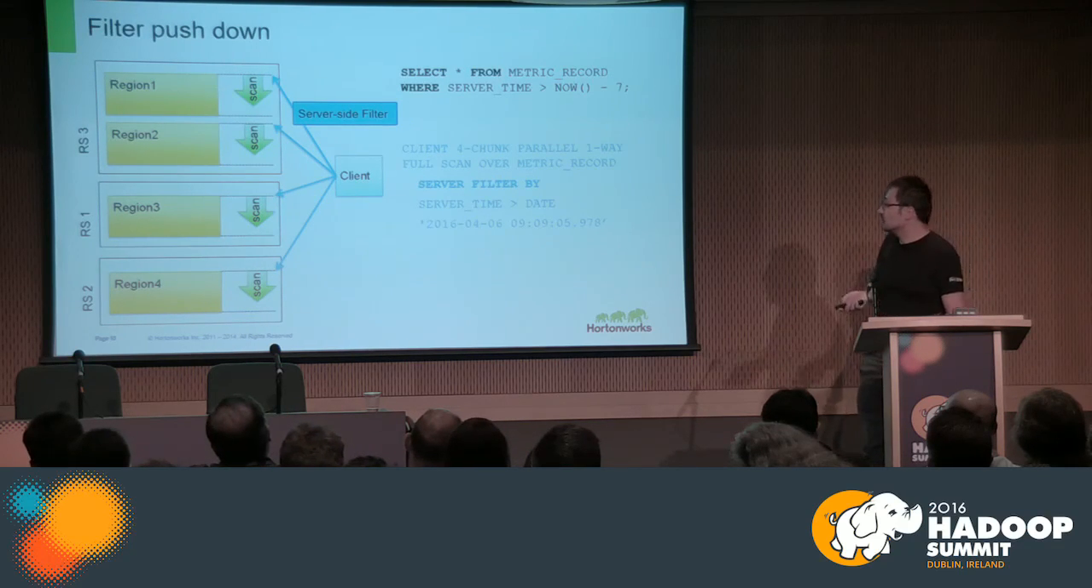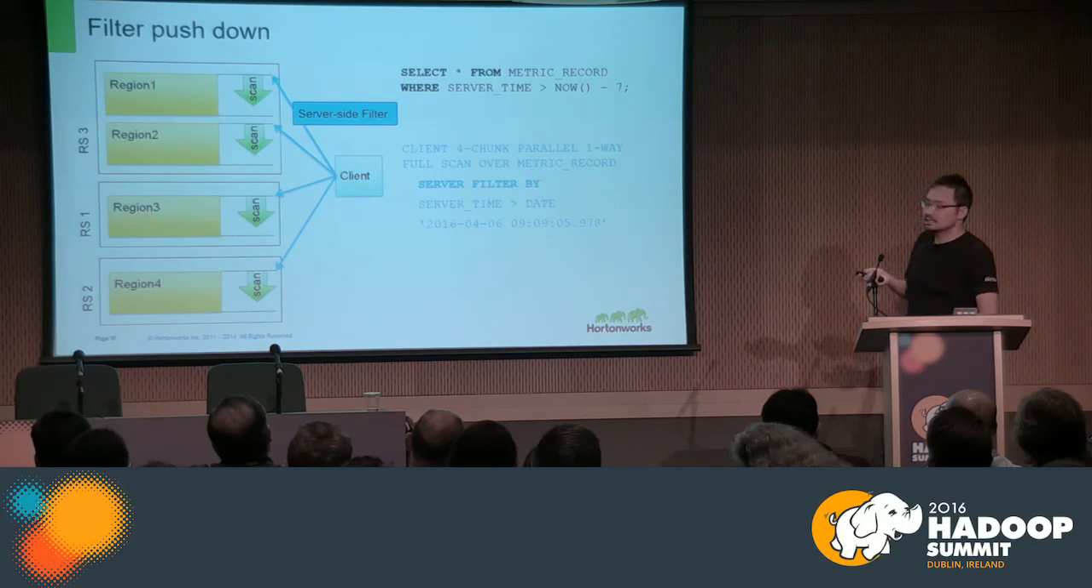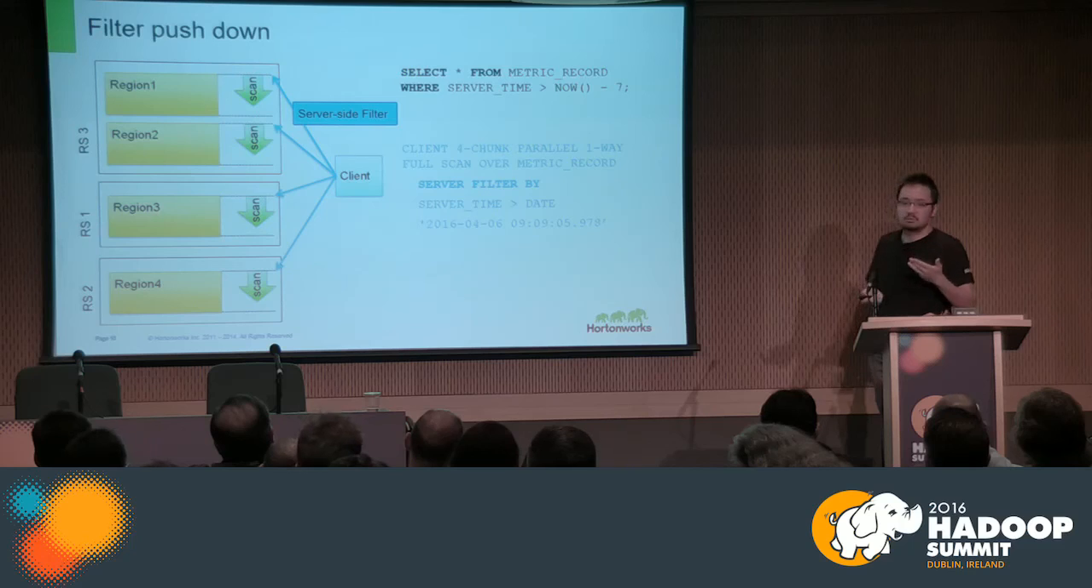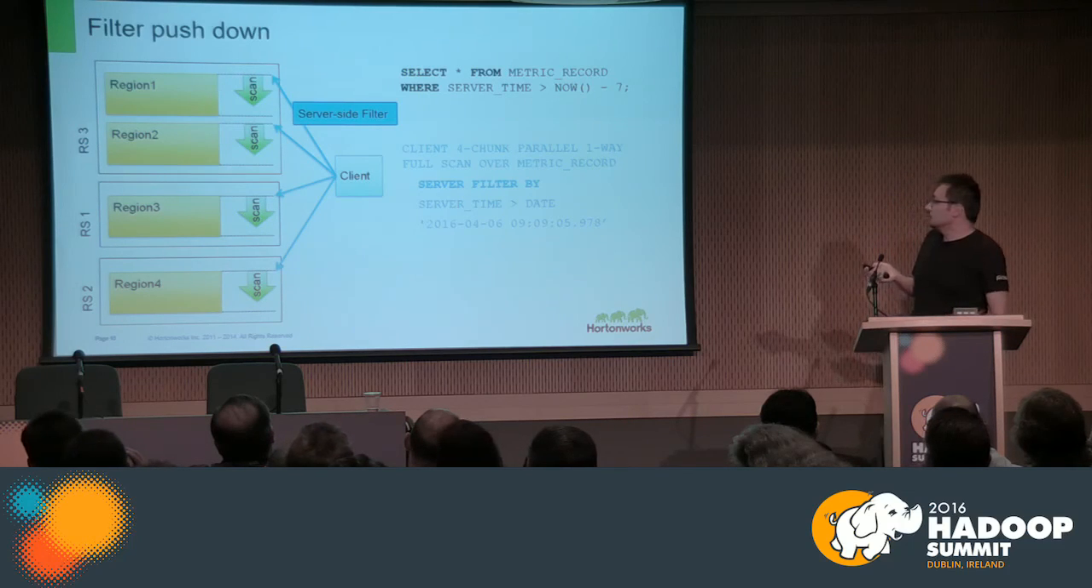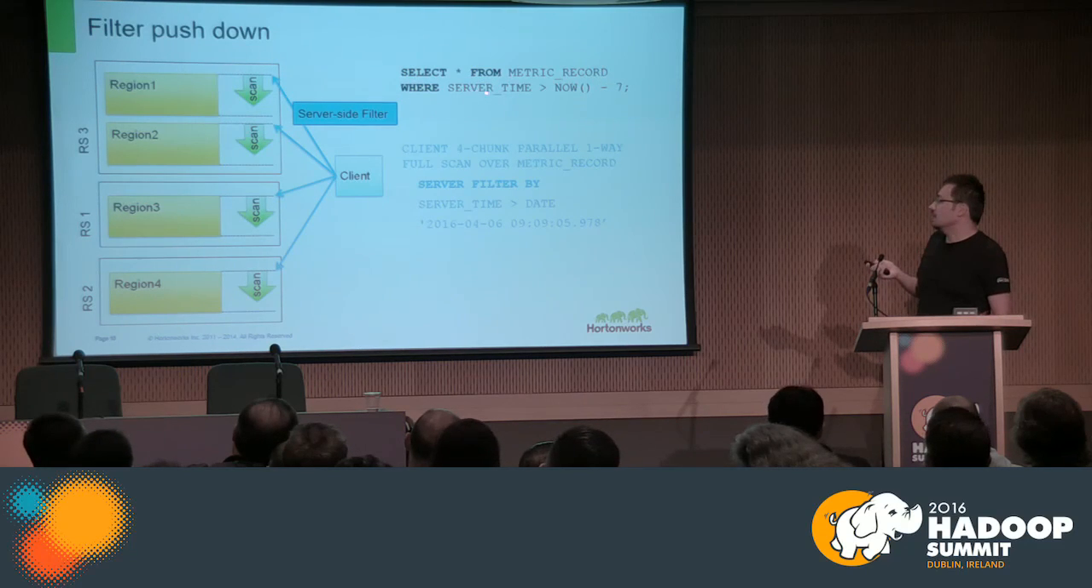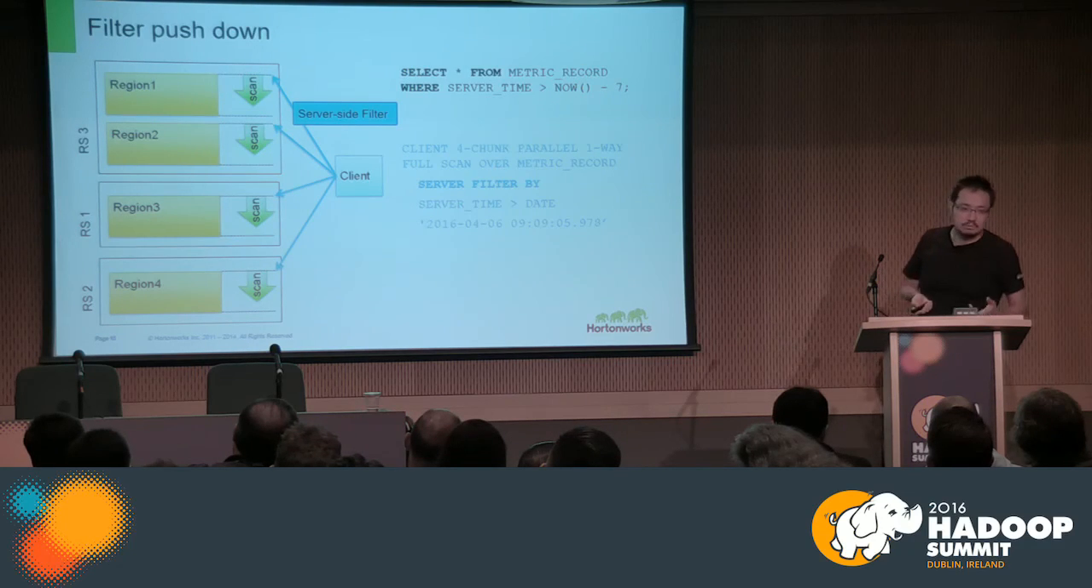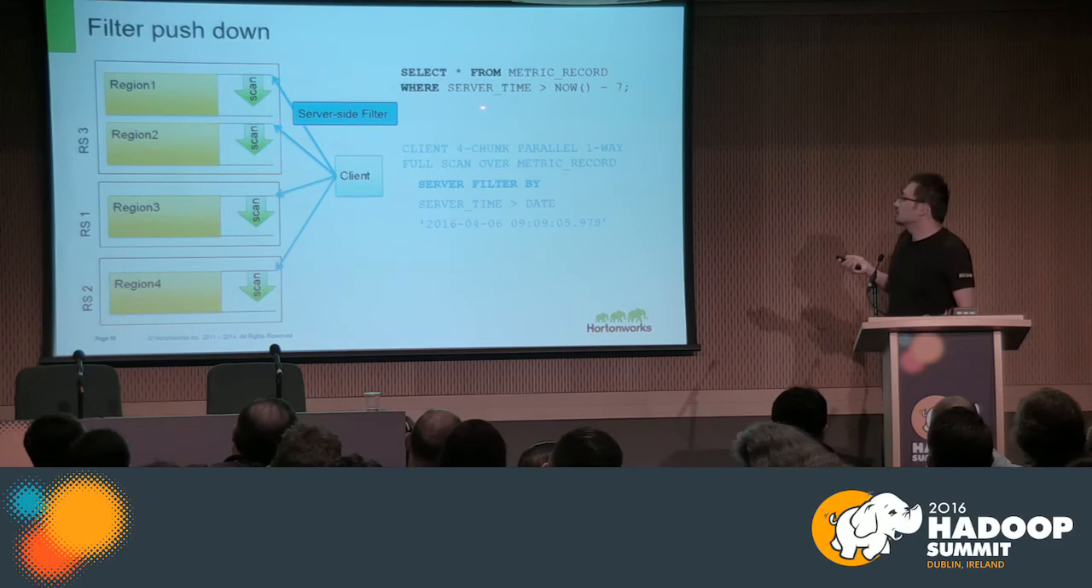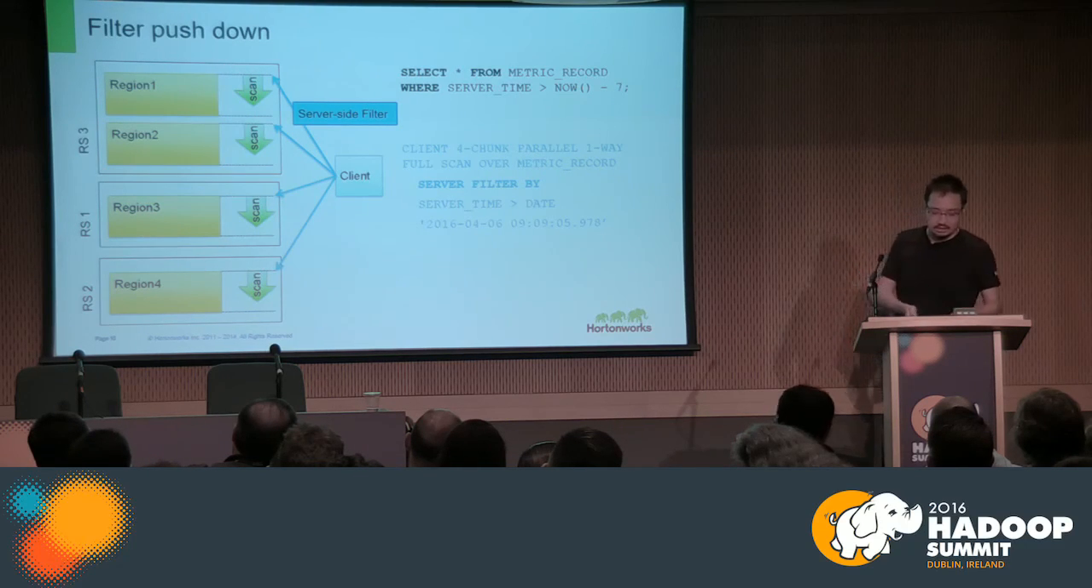So to get to the next level, let's look at how filter pushdowns are implemented, right? You're doing the same query, select star from metric record, but let's say there's a where clause saying that server time should be bigger than now minus 7, which means that the server time has to be in the last 7 days, right?